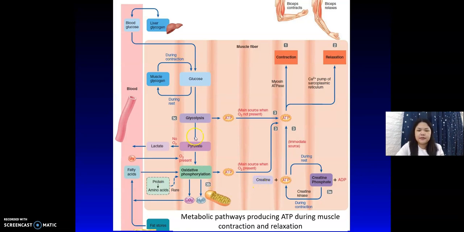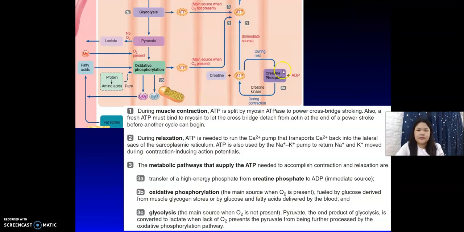So this is the metabolic pathway producing ATP during muscle contraction and relaxation. During the muscle contraction, ATP is split by the myosin ATPase to power the cross-bridge stroking, and also fresh ATP must bind to the myosin to let the cross-bridge detach from the actin at the end of a power stroke before another cycle can begin.